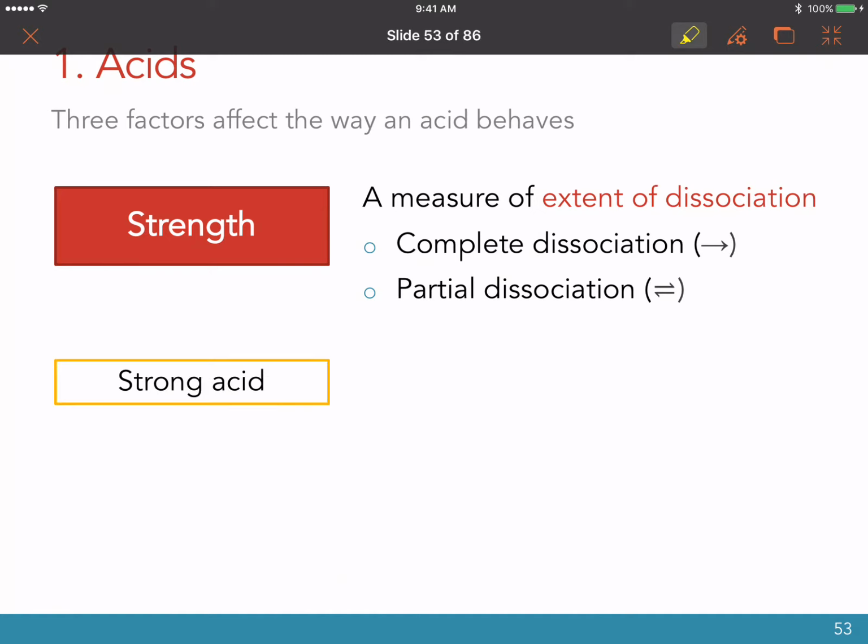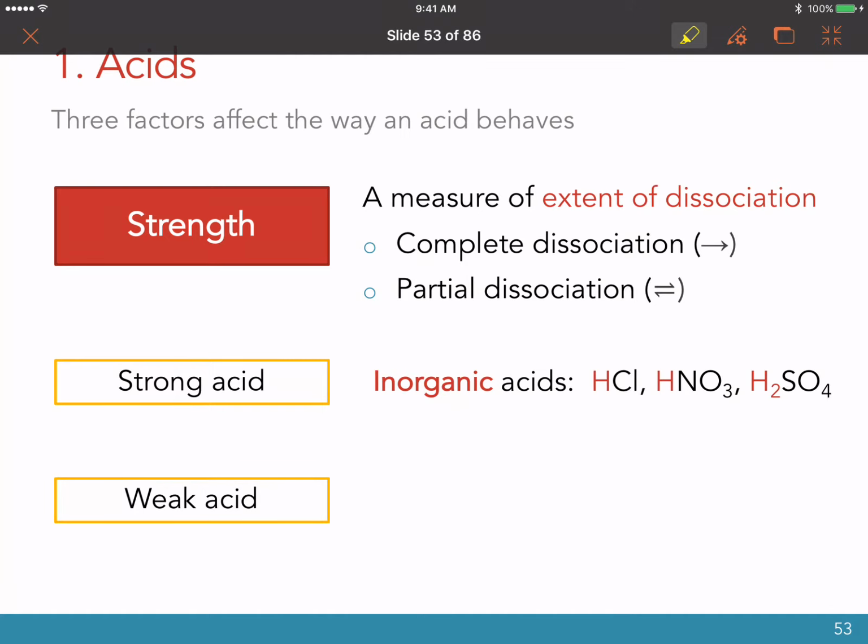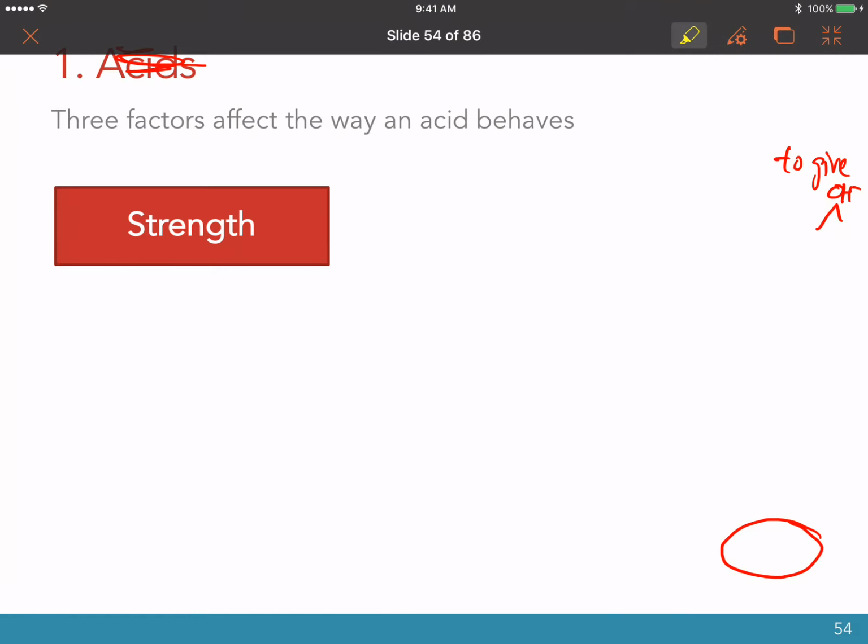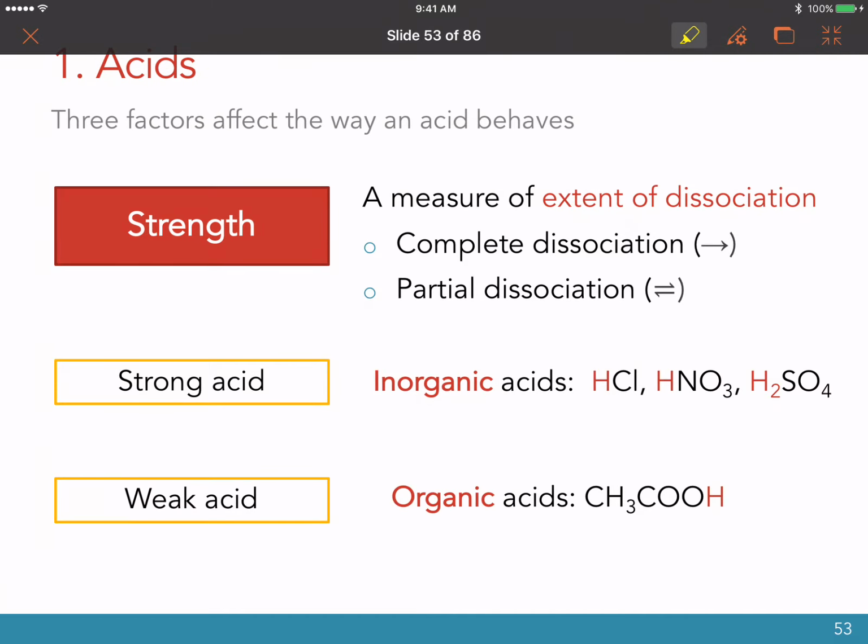So what are some examples of strong and weak acid? Strong acids are commonly the inorganic acids such as your HCl, HNO3, and H2SO4. What is a weak acid? They are usually your organic acid such as your CH3COOH.